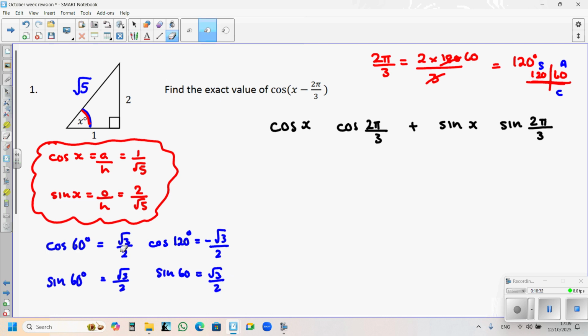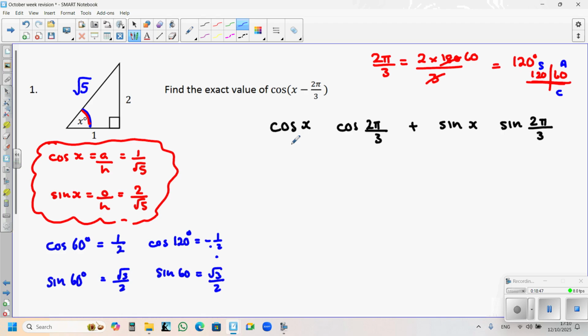Right, that one there, cos 60 is not root 3 over 2. Cos 60 is equal to a half. Okay, don't do what I did. Right, but it's still negative a half in that quadrant. Right, so all the information we need should be here.